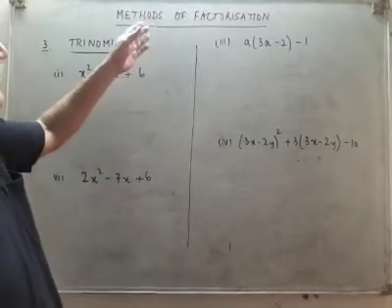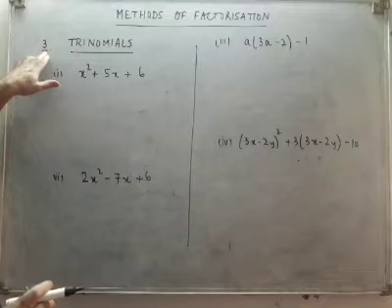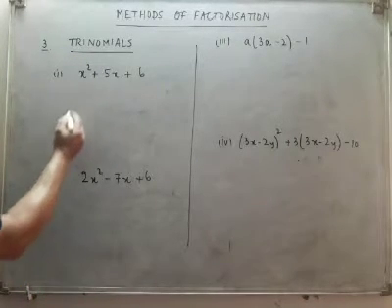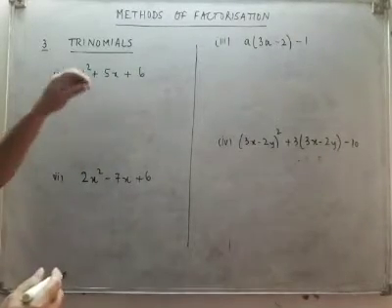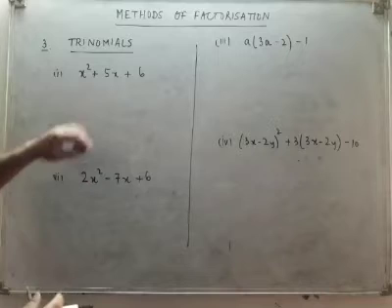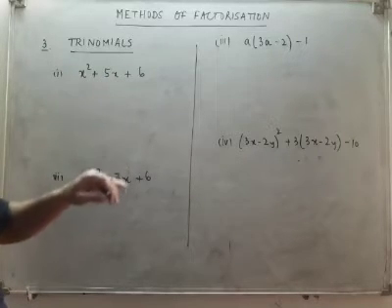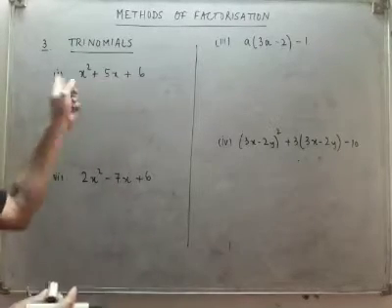So we are back to take the next method of factorization: factorization of trinomials. First example, x squared plus 5x plus 6. First of all, what is a trinomial? A trinomial is an expression of the form ax squared plus bx plus c, where there are three terms.